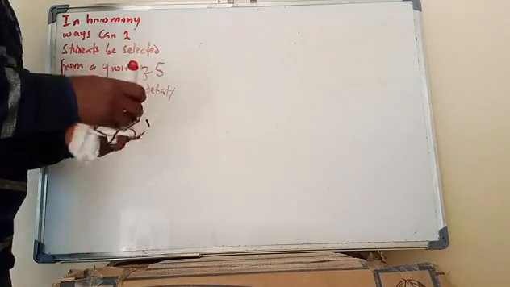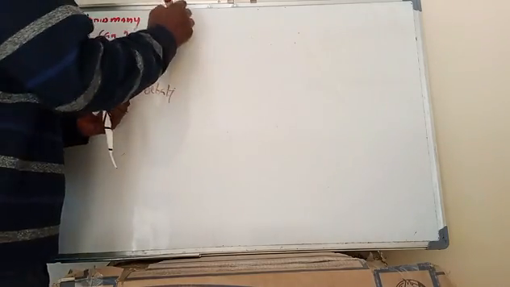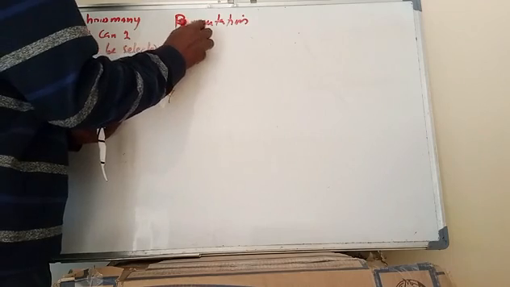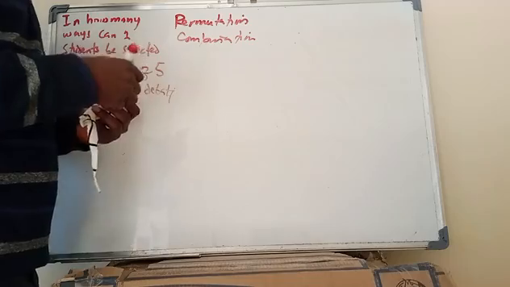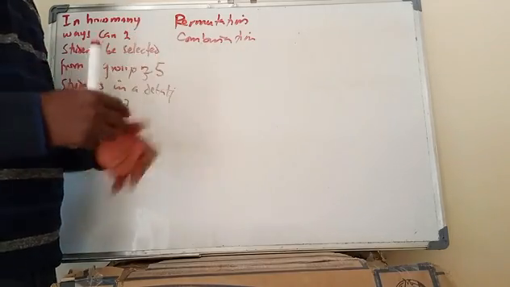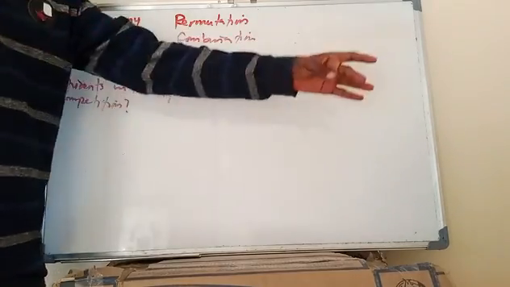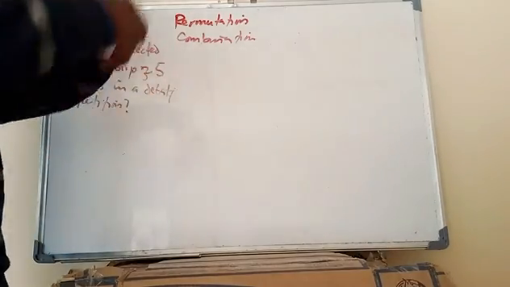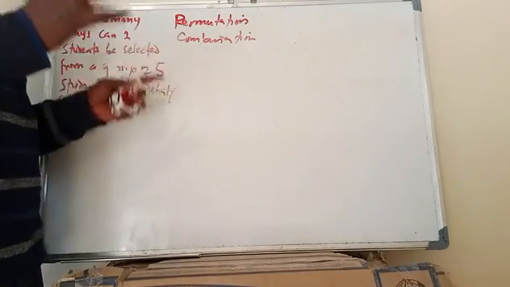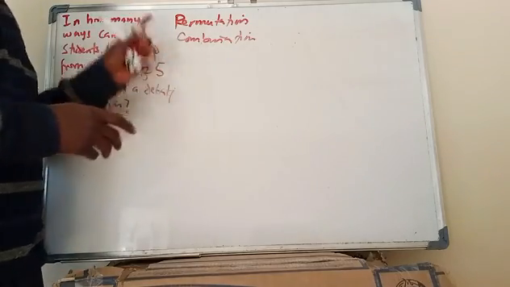So this problem is a problem of permutation and combination. There is what we call permutation, and there is what we call combination. Permutation has to do with arrangements, arranging objects in certain orders. Like how to arrange five people in a seat in a straight line, or how to arrange a number of people around a table. So when it has to do with arrangement, the number of ways of arranging things in a particular order, then we're talking about permutation.